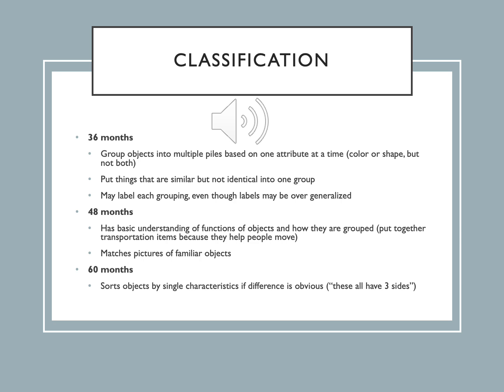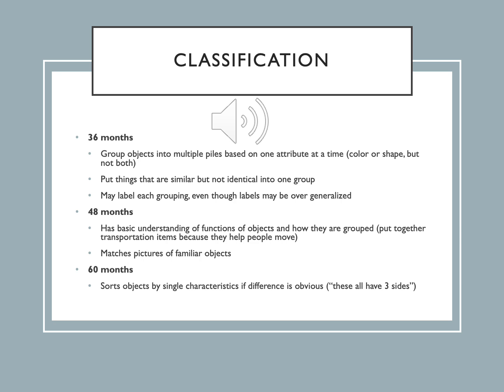They can also classify people. They can classify different types of ways that we might be looking or the ways that we might be dressed. So there are different aspects of how we might categorize and put similar things into those categories. Children also may label each grouping, even though these labels may be overgeneralized. We do also see that children are beginning to have basic understandings of the function of objects and how they might be grouped.